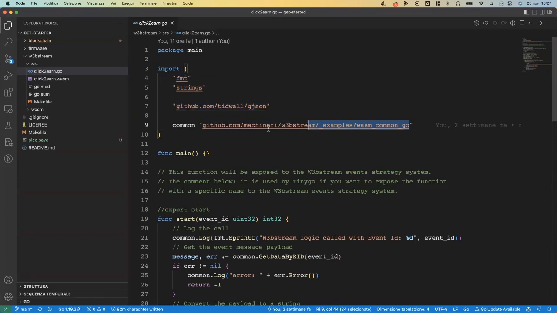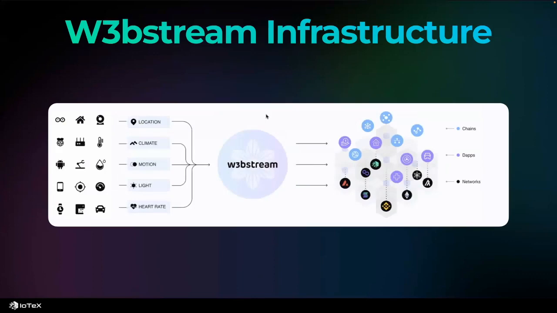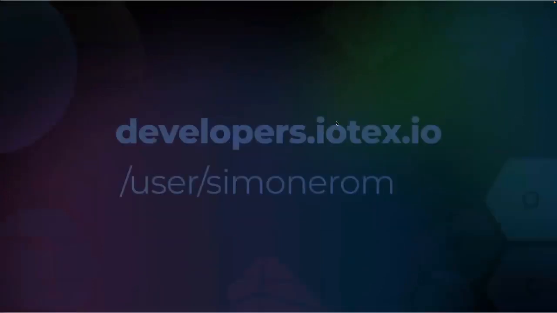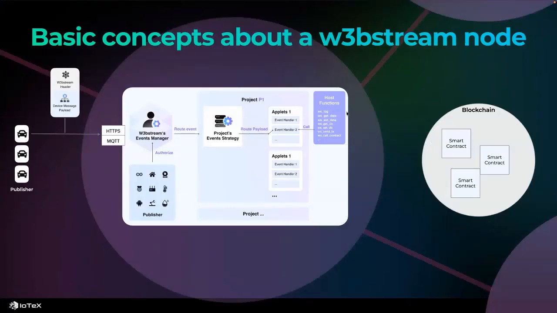This one is a common file that we have on GitHub that implements the WebStream host functionalities. This one in the future will become a Golang SDK, and we will have an SDK for Golang, for C++, for AssemblyScript, for Rust, and other languages. By now, it's just a very simple file that you can import. This file is just making it easy to call the WebStream host functions.